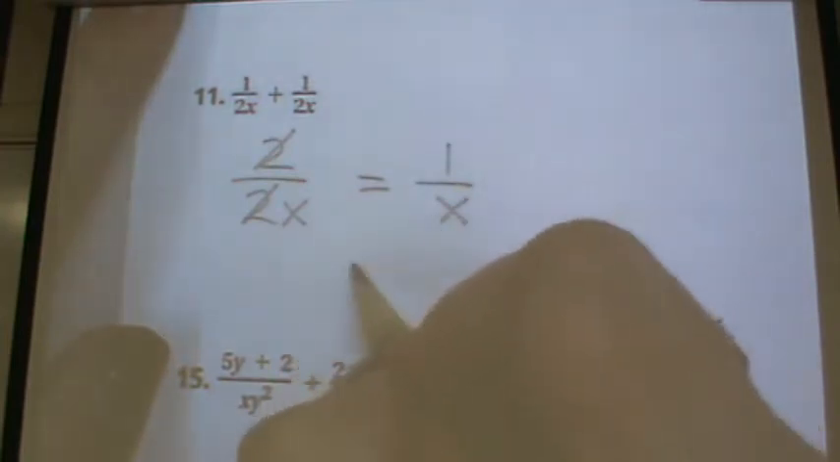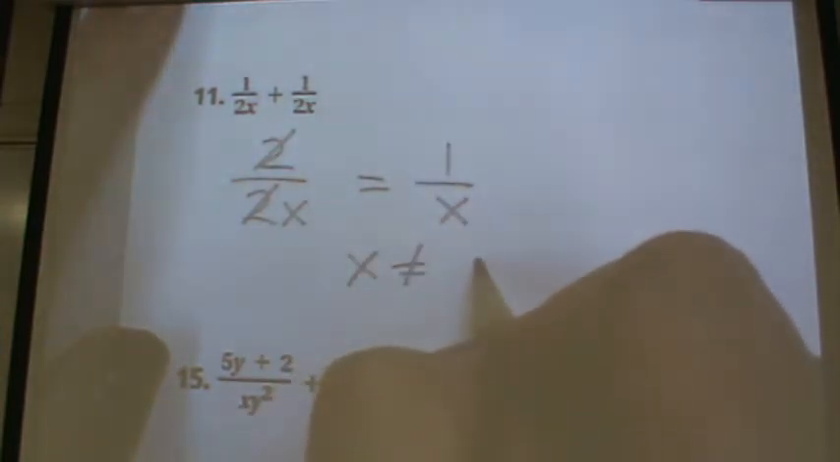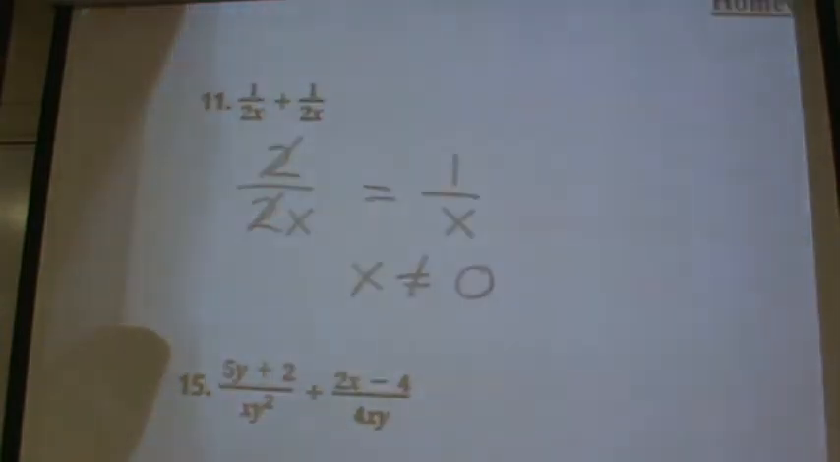Problem number 11. Do we have a common denominator? What is it? 2x. So add your numerator. And what cancels? What's your final answer? And by the way, x can't be 0.